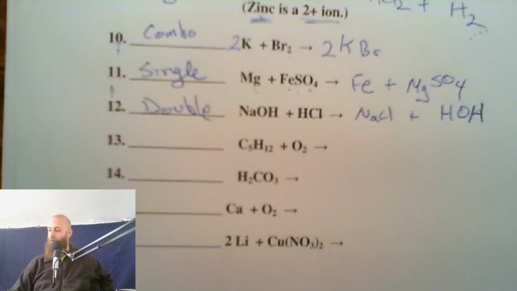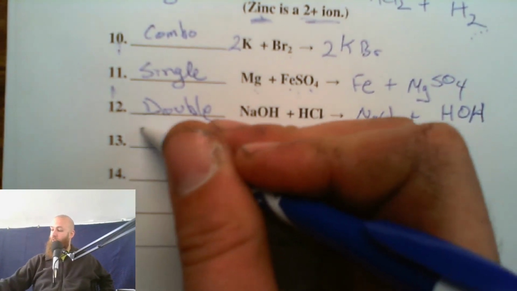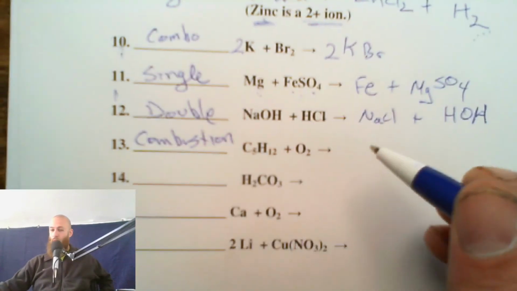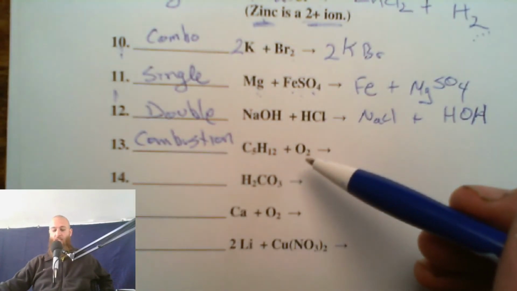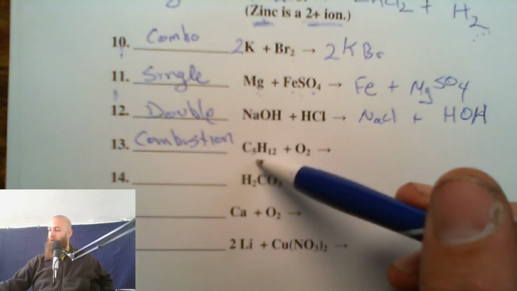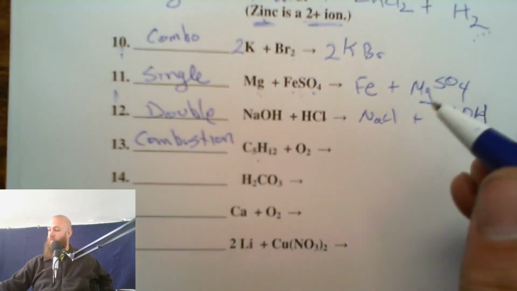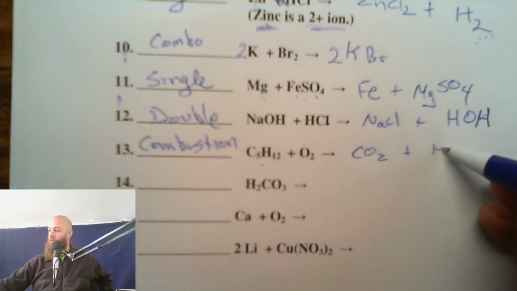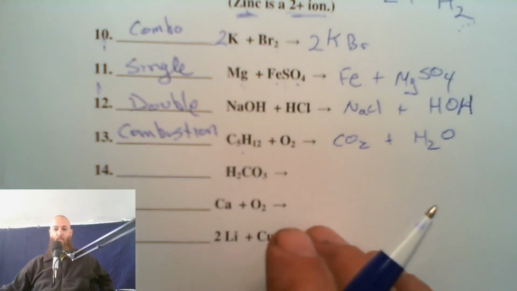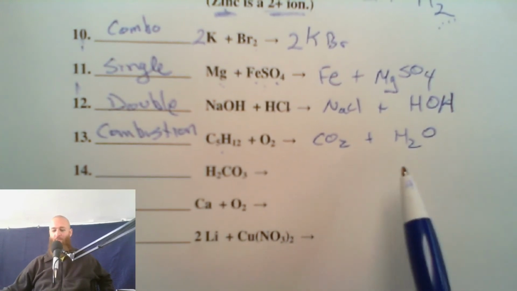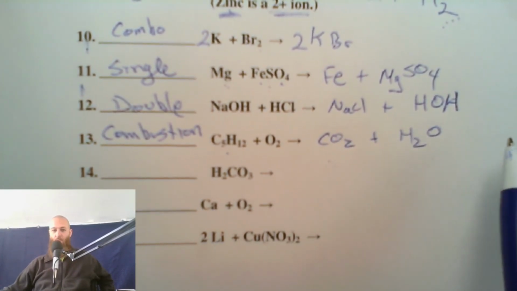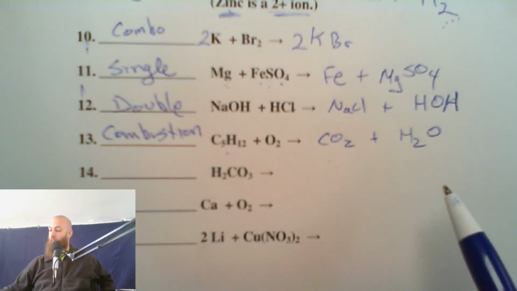Okay. Next one, number 13. This looks like a combustion because of the O2. Whenever you have O2, it's definitely a combustion. I got a hydrocarbon just like the one that we did earlier. So this is going to be the same two products, CO2 and H2O. Now, every so often somebody will ask me, does it matter which one you write first? No. You could write H2O plus CO2. It doesn't matter at all. It's the balancing that's going to come into play later.